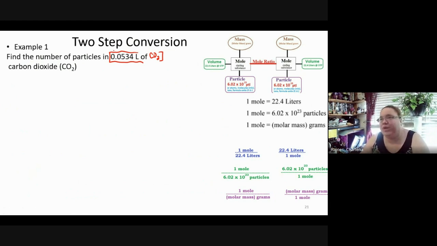But notice we are starting with liters. Liters is the thing that has the number. So I mark that as my starting point, and my ending point is particles. We are not crossing the mole ratio bridge because we're keeping the substance the same. So for right now, we're staying on the left side of the map. Notice I've got a bridge and a bridge. So those black and red lines are my bridges. That helps me know that, hey, this is a two-step conversion.